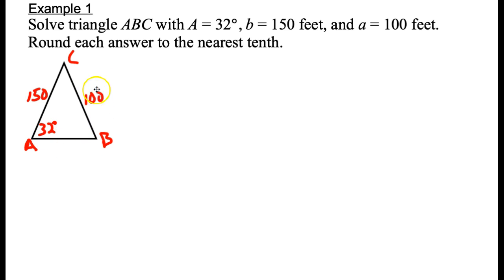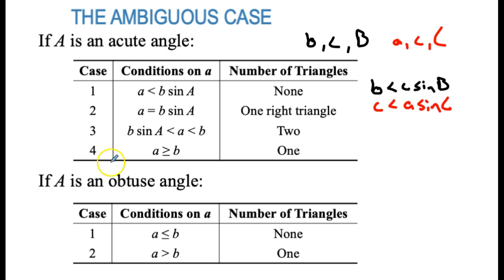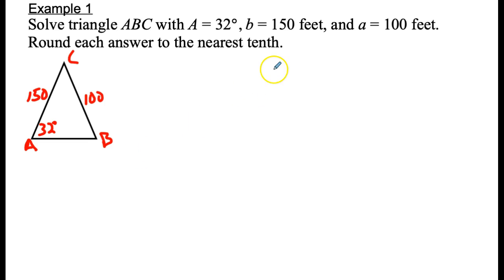The first thing we're going to test, since we have this situation of side, side, and then an angle not in between, is how many triangles we're going to have. The given angle is acute, so we know we're looking at the first part of our chart. So let's calculate B times the sine of angle A and compare that to the length of A and see what happens.